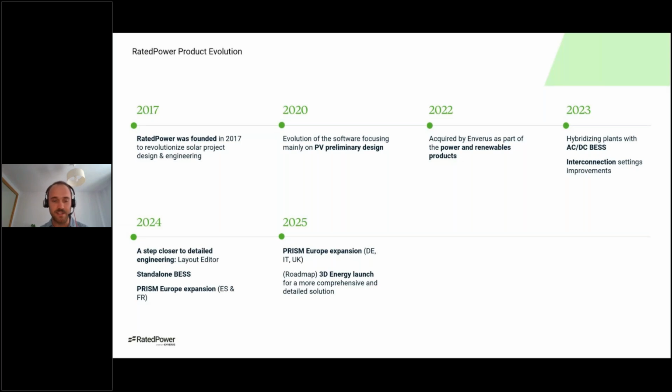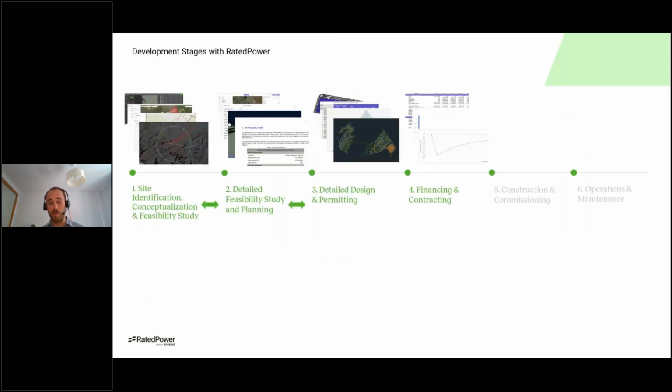And here is a slight roadmap outlook. The idea is that by the end of the year, we have more advancements on the 3D energy yield, which gives the users a more comprehensive and detailed energy yield analysis. So this is where we come from, and this is why we believe these stages can be supported by RatedPower.